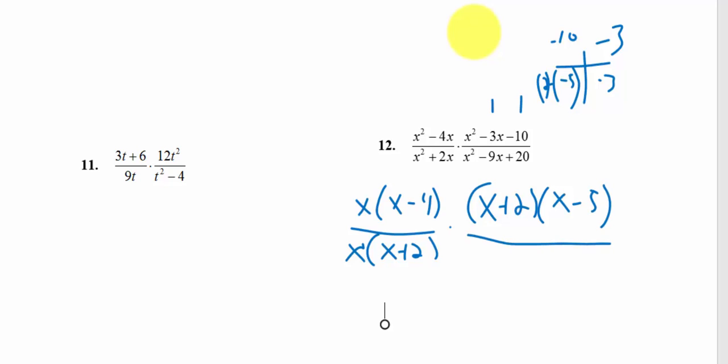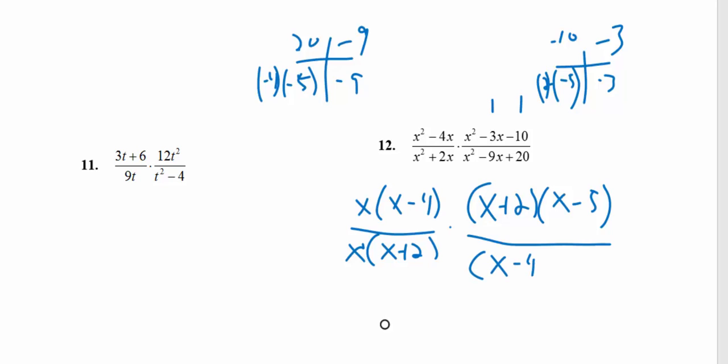Okay? And then for the denominator, well, we can do the same exercise. What two numbers, when multiplied, give you 20, and when added, result in negative 9. Okay? So I'm thinking 4 and 5, right? Negative 4 times negative 5 would work. So I'm going to write x minus 4 times x minus 5.